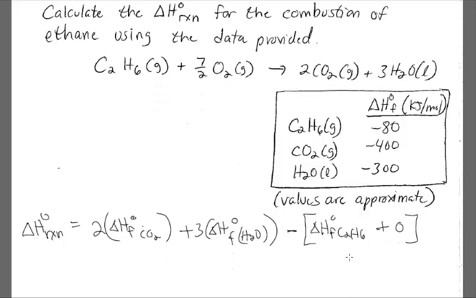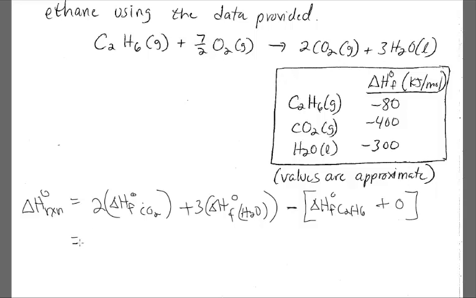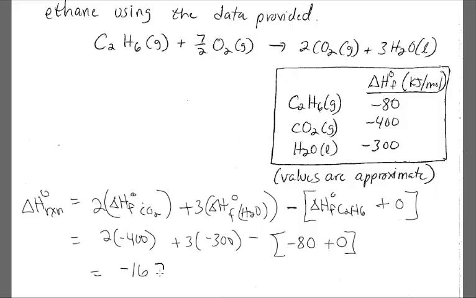All right, and then we can add up the numbers, or put the actual values in there. Negative 400 plus 3 times negative 300 minus a negative 80 plus 0. And that gives us negative 1620 kilojoules for the heat of reaction of the combustion of ethane.